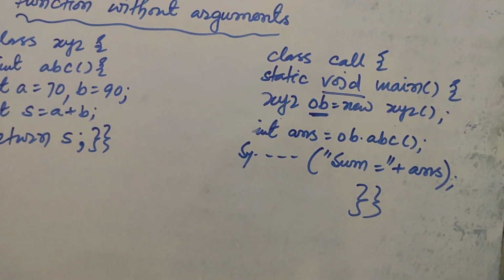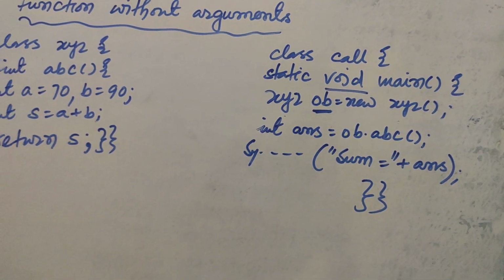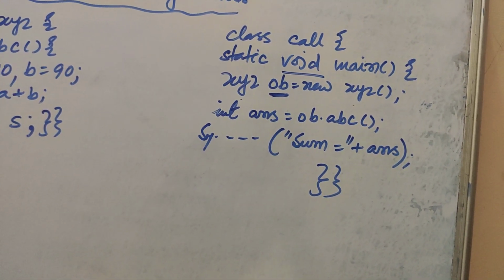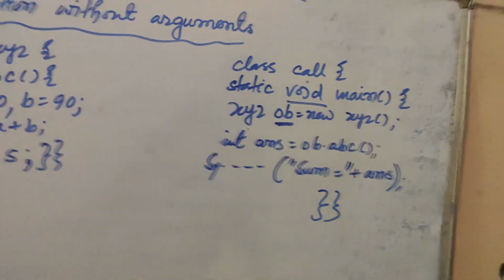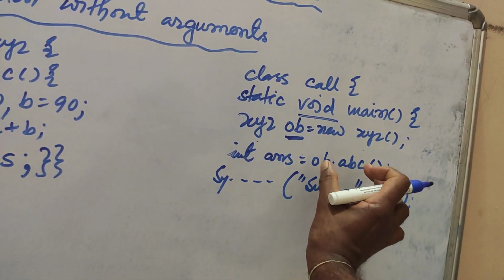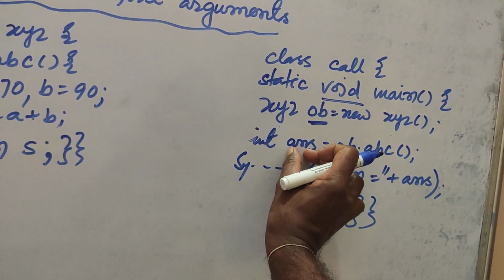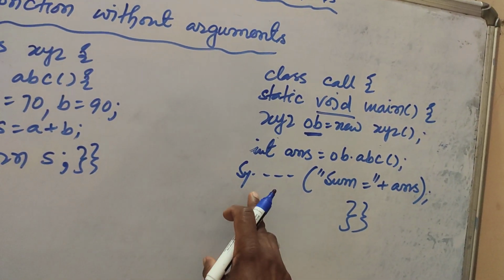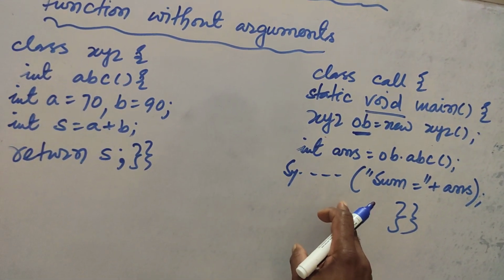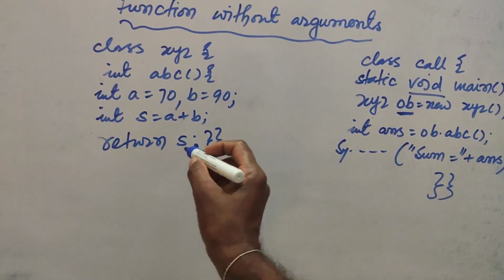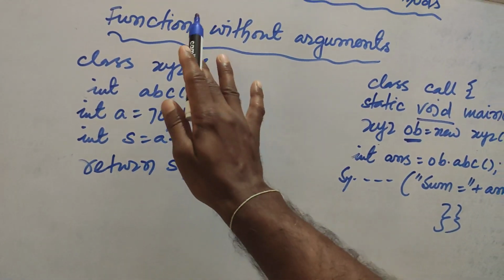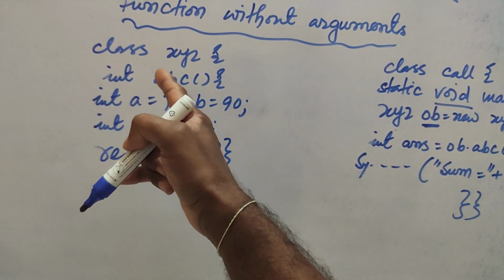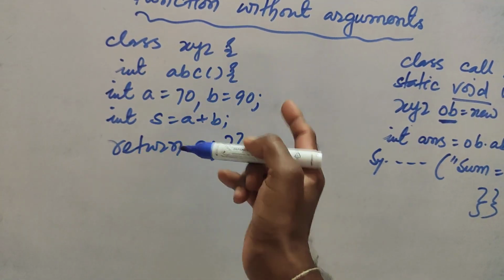Functions with arguments, functions without arguments, pure and impure. See, when I call a pure function, it returns a value into a variable, and you display that on the terminal screen by using System.out.println statements. Clear? Now functions without arguments, both I already explained: pure and impure.